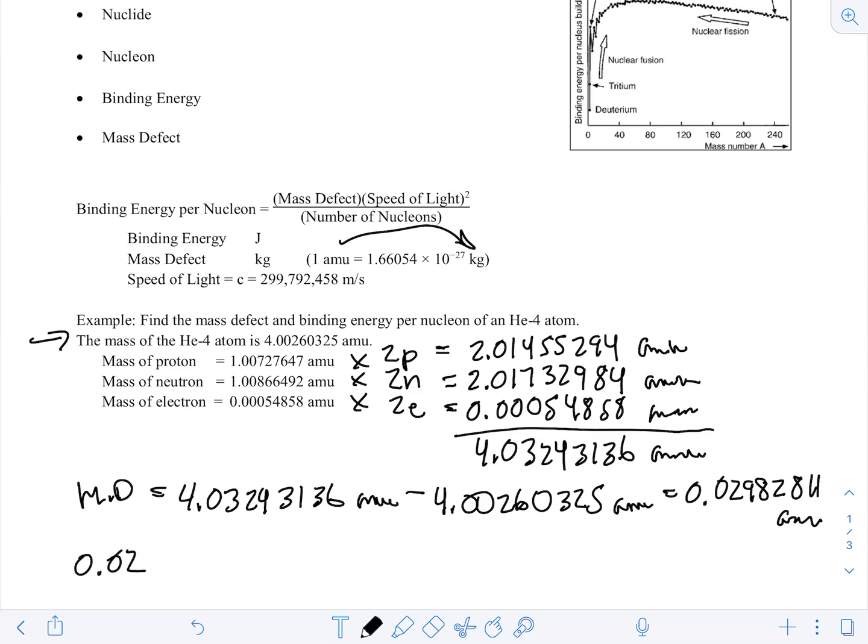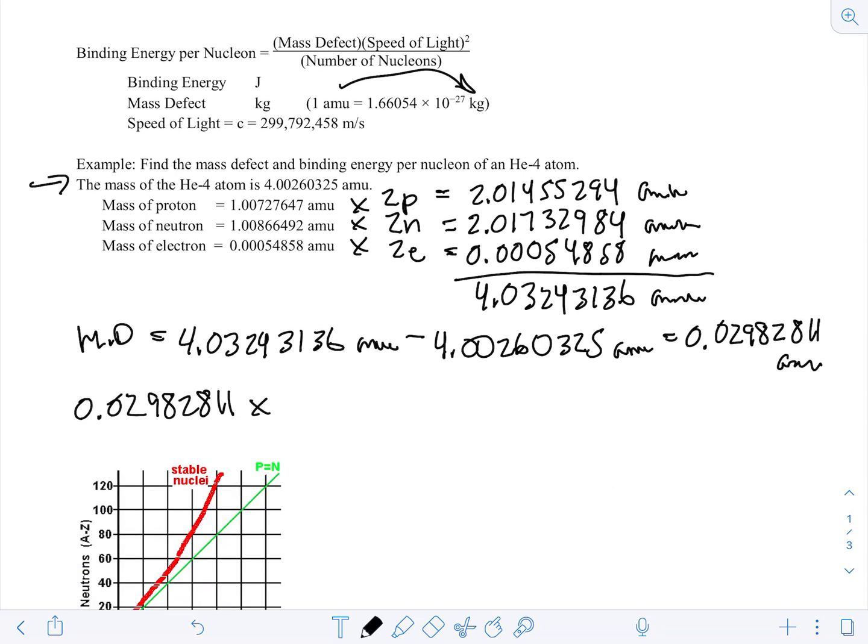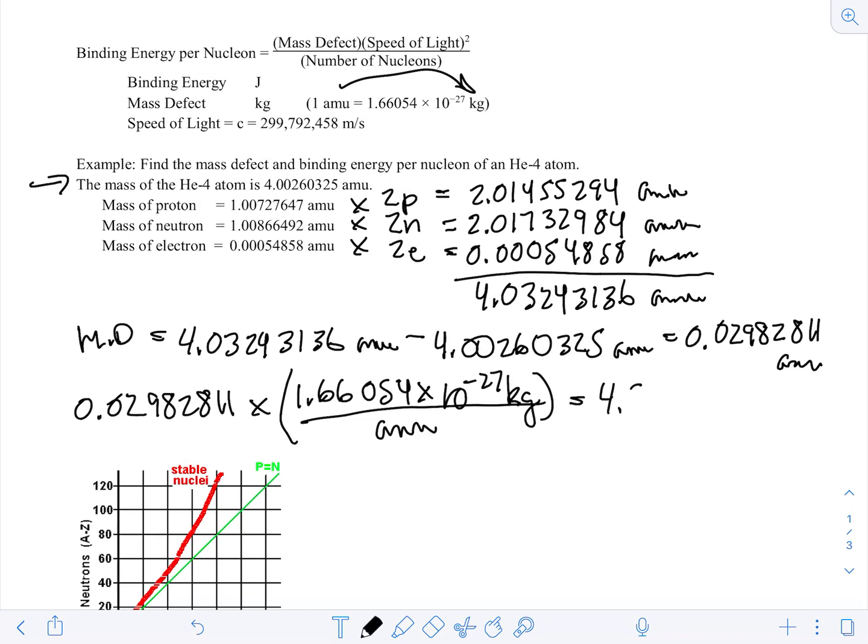So 0.02982811 times 1.66054 times 10 to the negative 27 kilograms, and that's per AMU. So when we do that, we get 4.95308 times 10 to the negative 29th, and that's in kilograms.